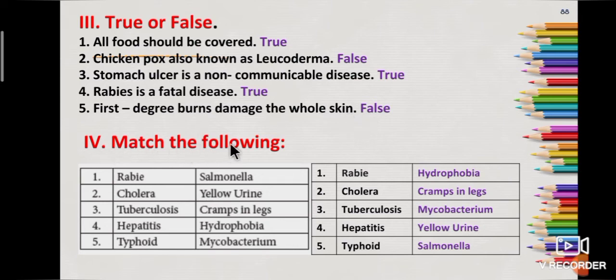Fourth Roman letter, match the following. You have to find the answer for rabies, cholera, tuberculosis, hepatitis and typhoid. For rabies, hydrophobia. Cholera, cramps in legs. Tuberculosis, mycobacterium. Hepatitis, yellow urine. Typhoid, salmonella.